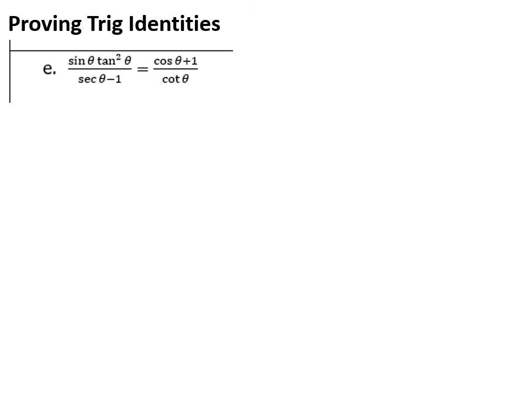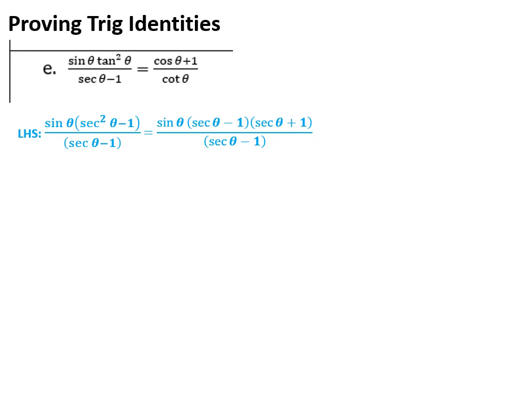Example E looks like the left-hand side is a little bit more complicated, so we can start by rewriting tangent squared of theta as secant squared theta minus 1. That factors into secant theta minus 1 times secant theta plus 1. The secant theta minus 1's cancel. Secant theta is 1 over cosine of theta. Multiply through by the sine of theta, and we end up with the tangent of theta plus sine of theta.